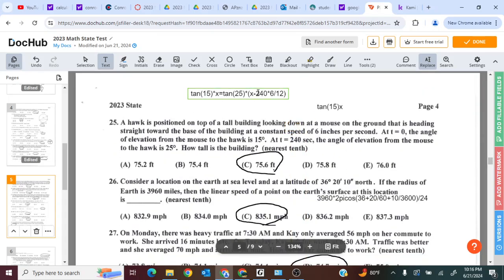25. A hawk is positioned on top of a tall building, looking down at a mouse on the ground, heading towards the base of the building at 6 inches per second. The angle used to be 15 degrees, now it's 25 degrees. How tall is the building?